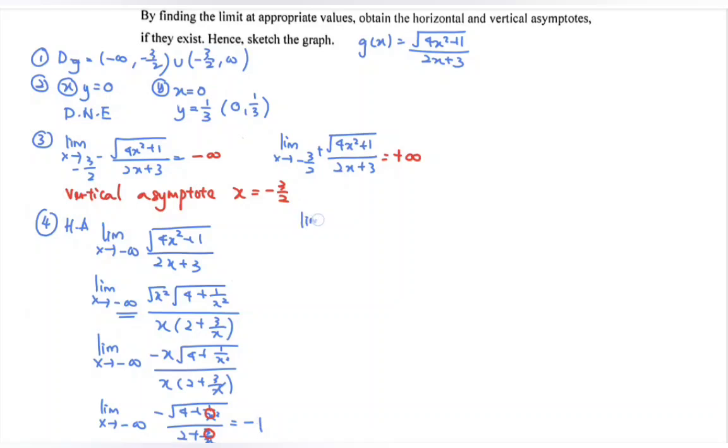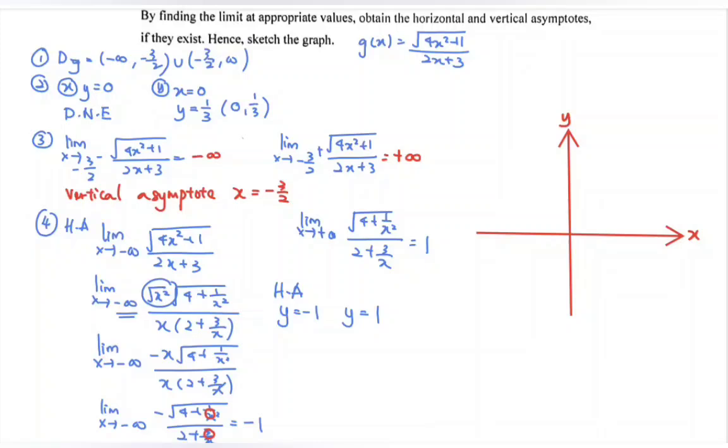Continue. Limit when x approaches positive infinity. For this part, it will be a positive x. So here we have the square root of 4 plus 1 over x squared over 2 plus 3 over x. So the value of y will be approaching 1. So the horizontal asymptotes are y equal to negative 1 and y equal to 1. So kindly refer to the graph.